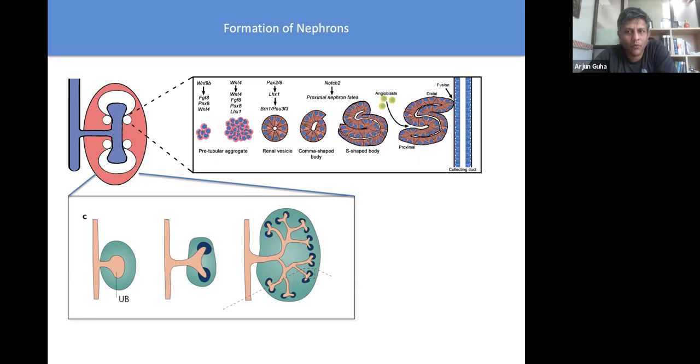So at the time when this structure is formed, you begin to see during development angioblasts, which are, for example, the progenitors of the vascular network, come in, begin to integrate into the structure and give rise to the capillary network that then surrounds or constitutes a part of the glomerulus.